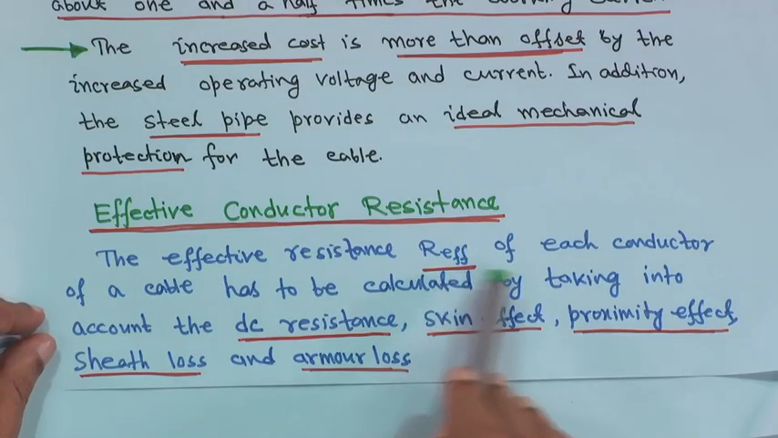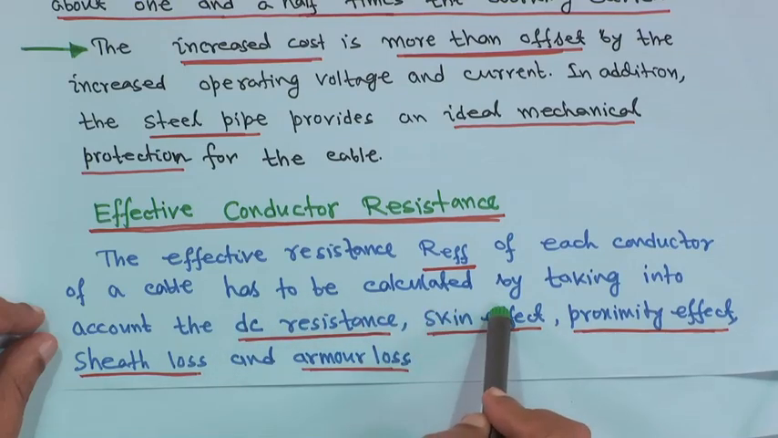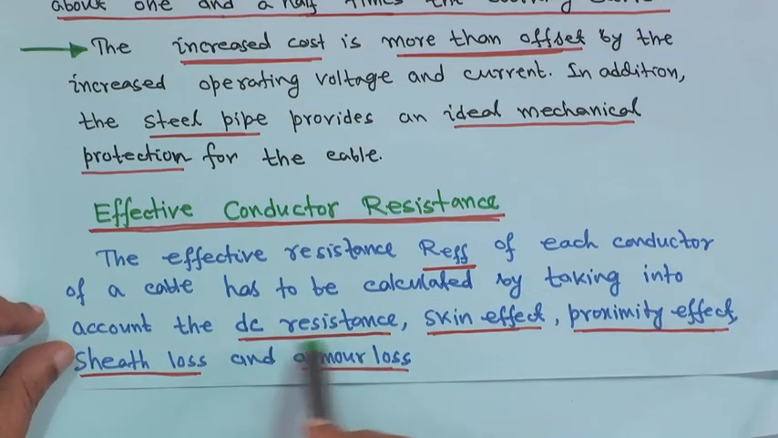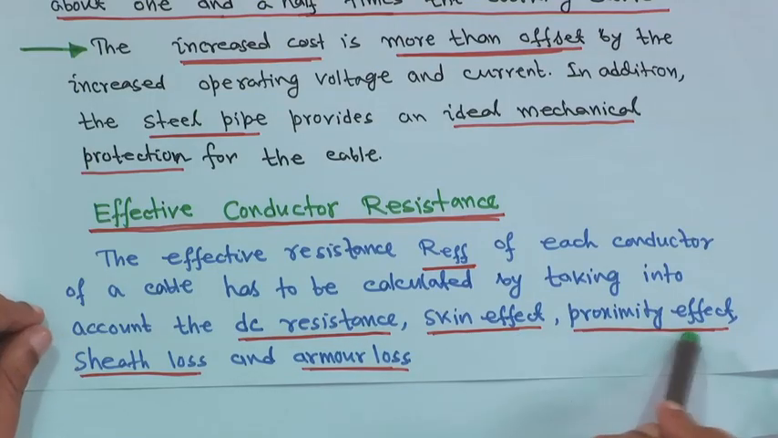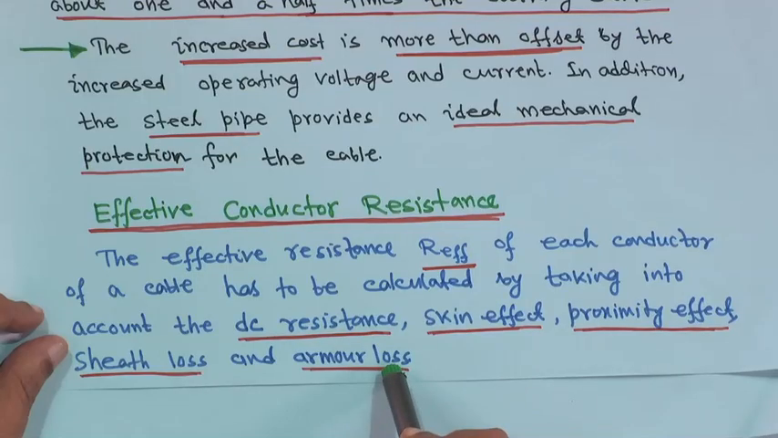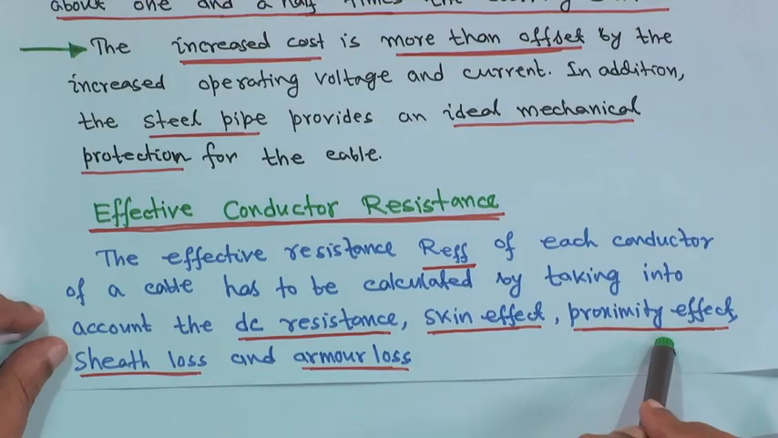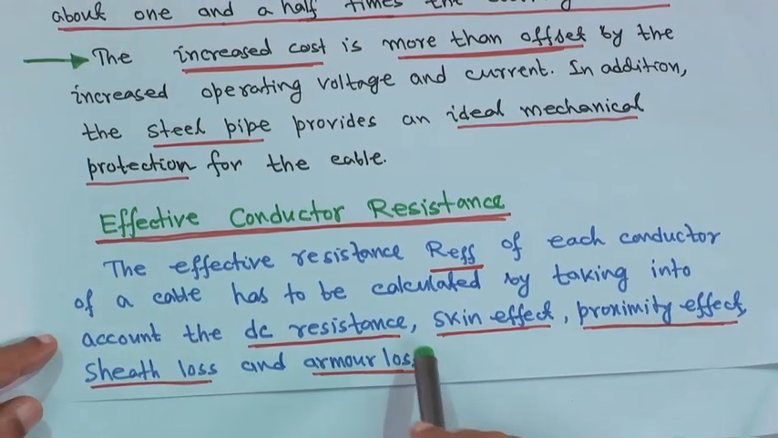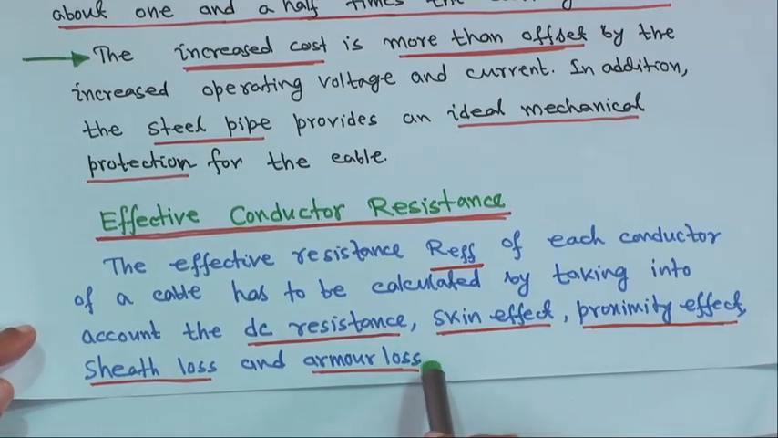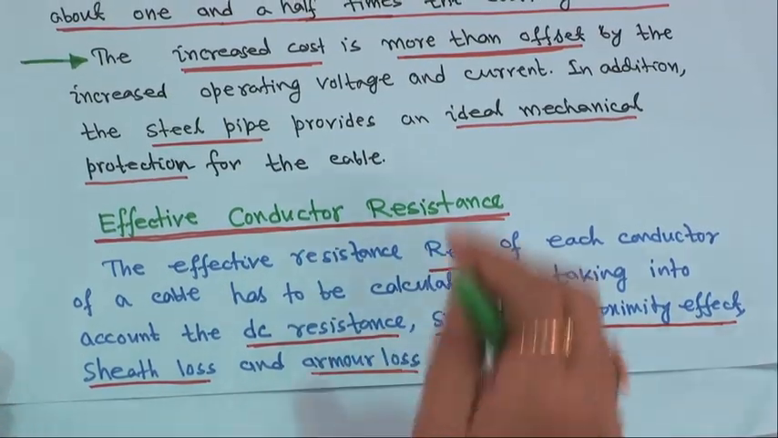Next is the effective conductor resistance of the cable. Here it is the effective resistance, R effective. This R effective of each conductor of a cable has to be calculated by taking into account the DC resistance, skin effect, then proximity effect, sheath loss and armor loss. This skin effect and proximity effect you have studied in your inductance calculation chapters. So all these things you have to consider for calculating the effective conductor resistance of cables.